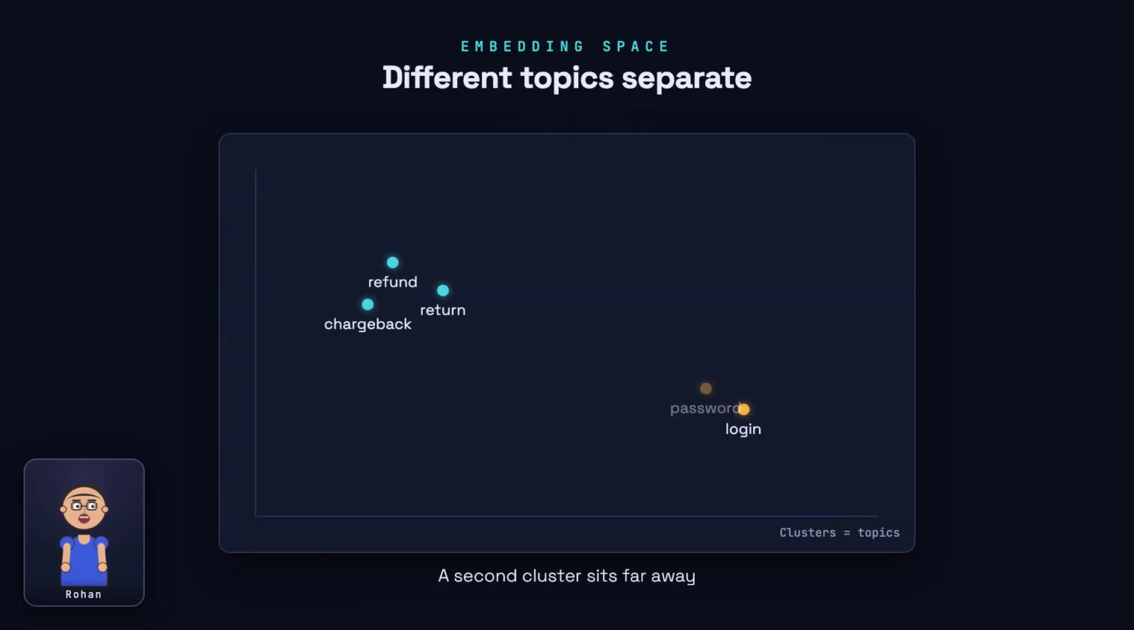Now add a second topic, login, password, two-factor auth. This cluster lands far from the billing cluster. The model has never been told these are separate categories. The separation emerges from meaning. Unrelated ideas simply point in different directions.